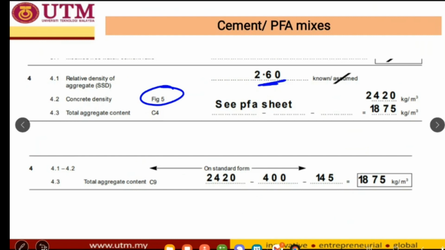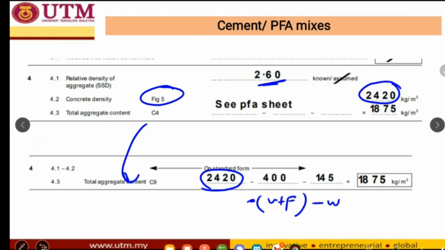From that figure, we can get the wet density of the concrete, which is 2,420 kg per meter cube. Then the total aggregate content we have to calculate using the PFA sheet, which is 2,420 minus C plus F, which is 400, and then minus the water content. This is the cement content, C plus F, and this is the water, and you get 1,875.